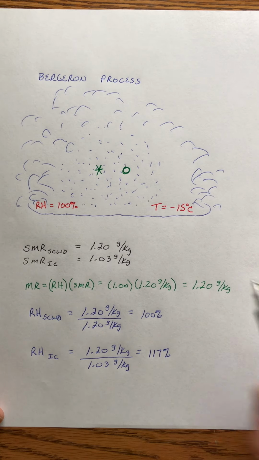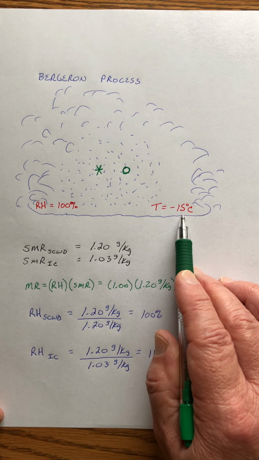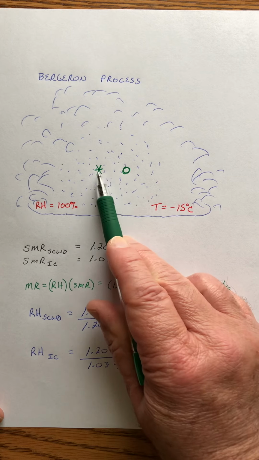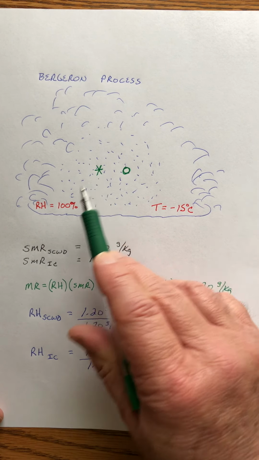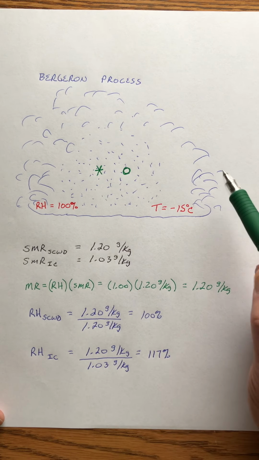So in our example here, we've got a cloud. The temperature of the cloud is minus 15 degrees C. It is made up of a combination of supercooled water droplets and ice crystals. And we know that the relative humidity within a cloud is 100%.